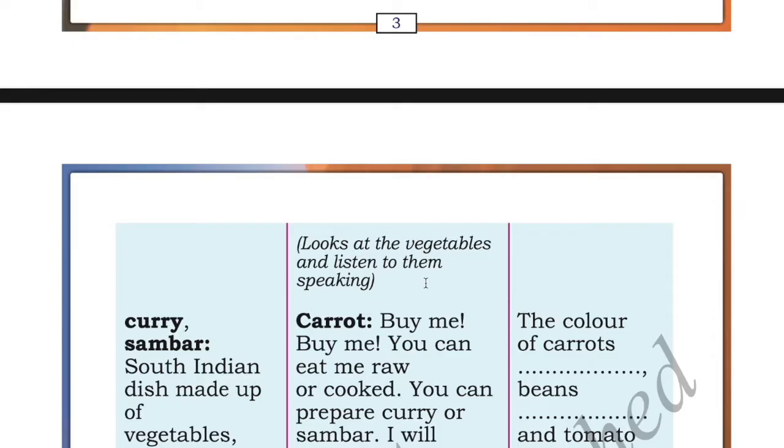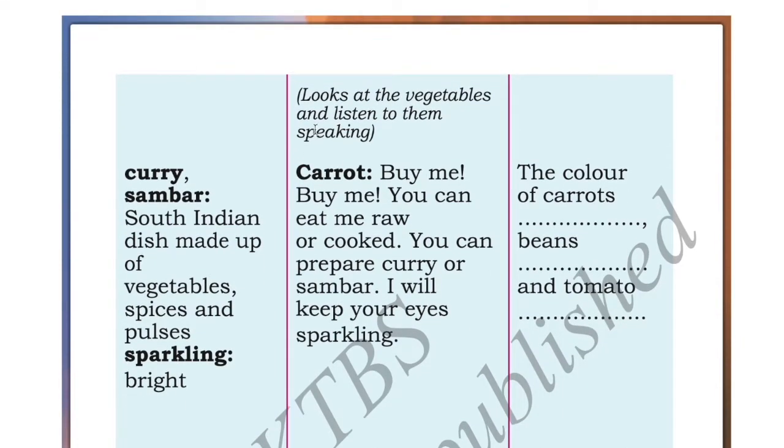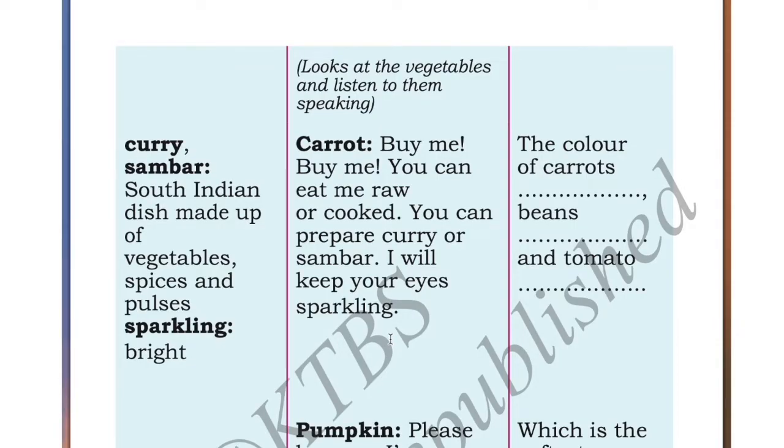Look at the vegetables and listen to them speaking. So what you need to do is go through this list about the vegetables, and each of the vegetables is going to tell you about its characteristics and features. Let's go through the list one by one.